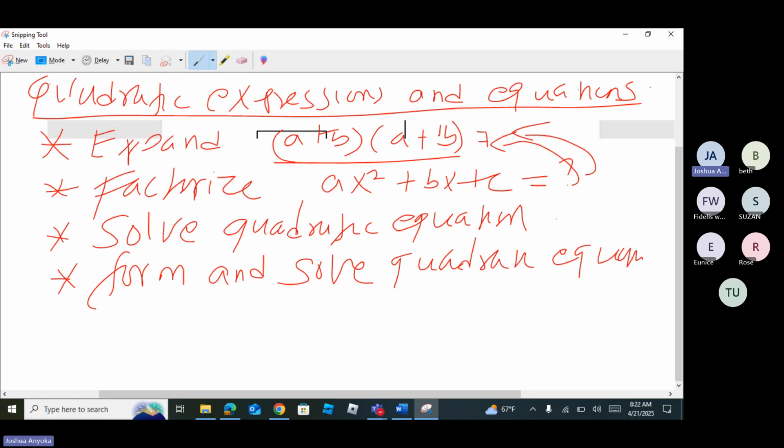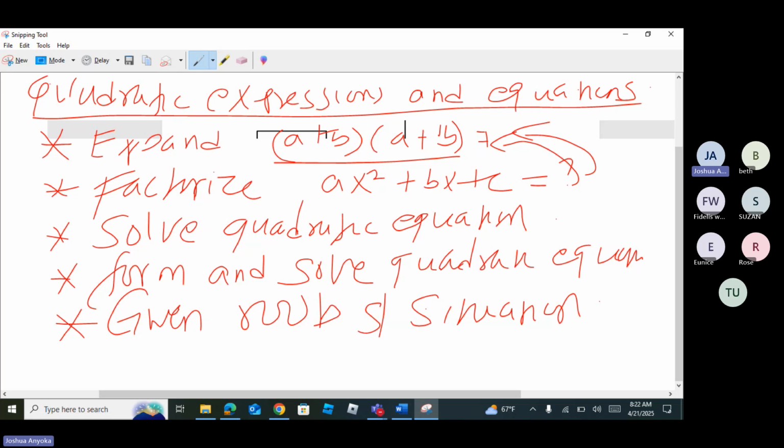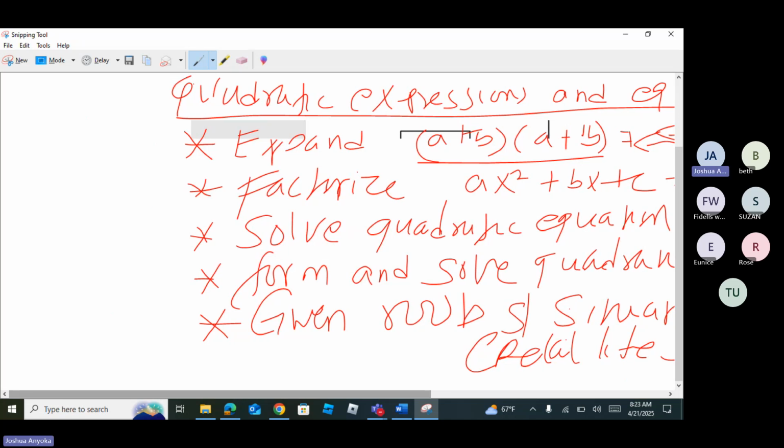We're supposed to form and solve quadratic equations from two situations: when we are given roots and when we are given a situation. A situation is categorized under real life, a real life situation. And this one marks the end of form 2, but in form 3, we have a perfect square.